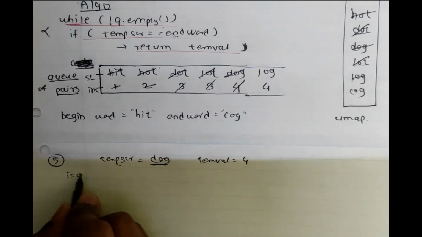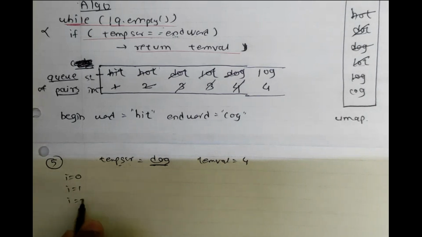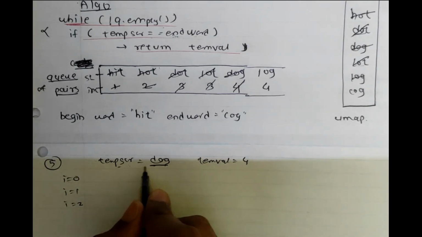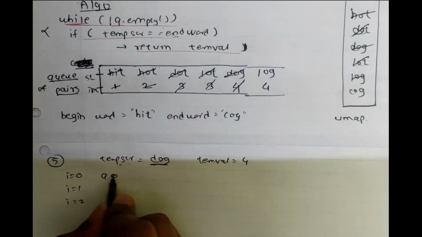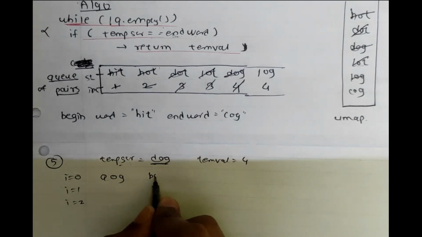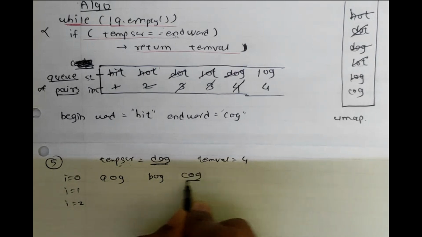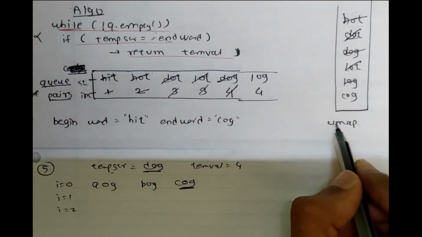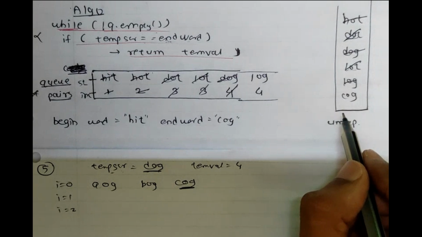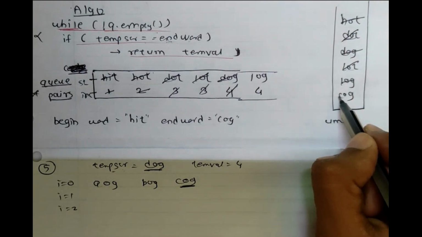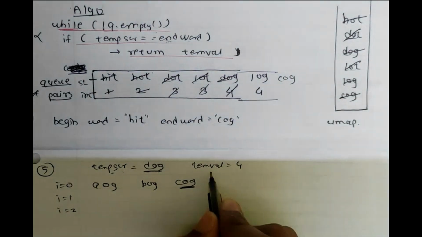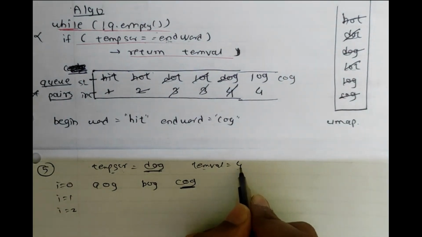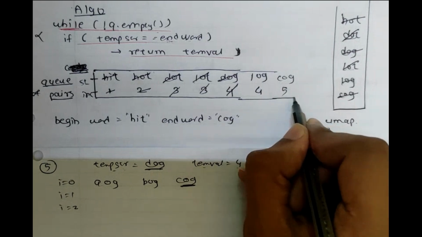So I am starting from 0, then 1, then 2. Change the first character from A to Z. So AOG, BOG, COG. Yes, COG is present in here. So as COG is present, COG gets popped out and pushed up to here with an increment in temp val. Temp val is 4, so it becomes 5.